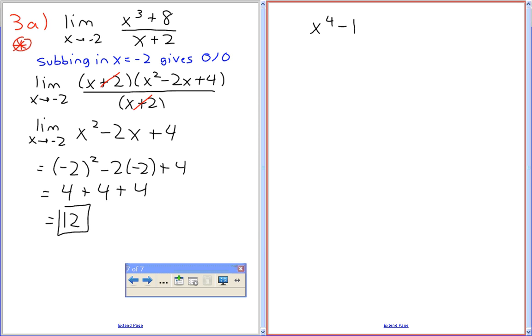X to the fourth minus 1. How might I factor this one? Matt. X squared plus 1, x squared minus 1. Okay. Am I done? No, I'm not done. What can I still do? Yeah, this one doesn't factor, but this one does. So this is going to be x squared plus 1, x plus 1, x minus 1.